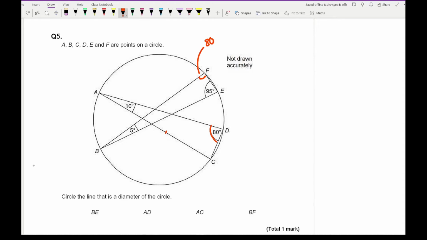So now let's have a look at the other angles. So again, working out in terms of those, let's have a look. So we've got this angle here, so that is going to equal 90. So that therefore means that A to D is the diameter of the circle.